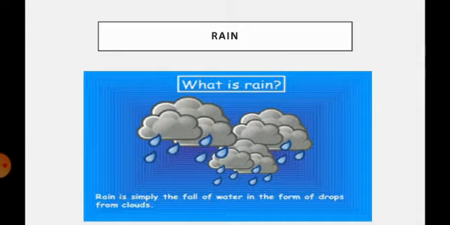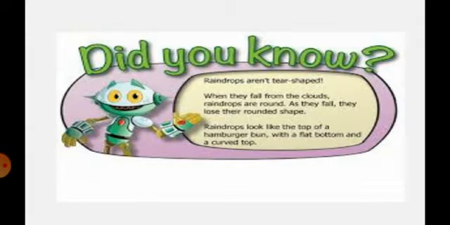So let's start with rain. What is rain? Rain is simply the fall of water in the form of drops from clouds. Did you know that raindrops aren't tear shaped? When they fall from the clouds, raindrops are round.